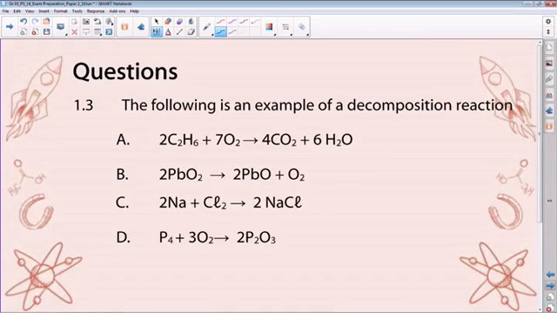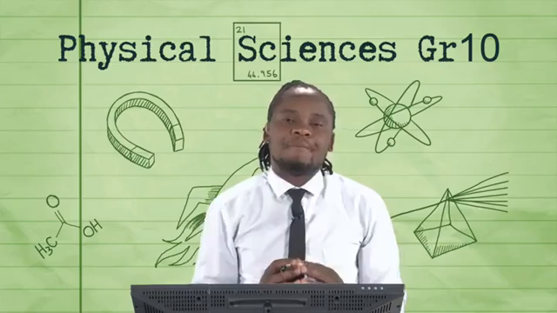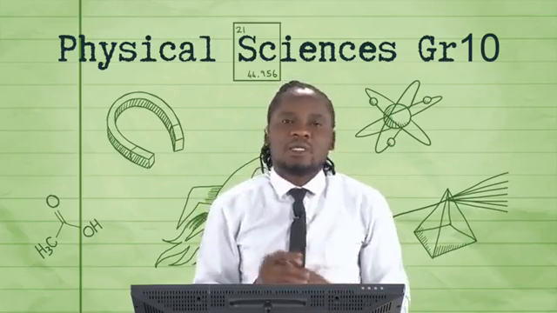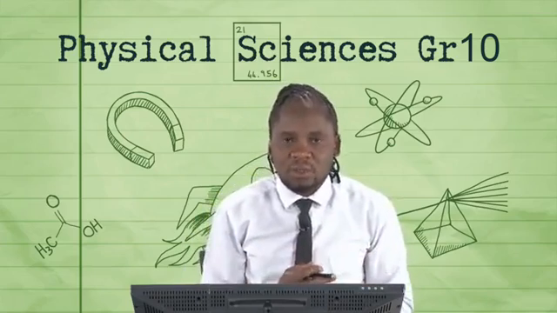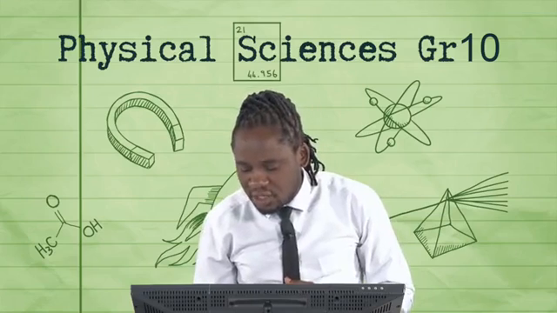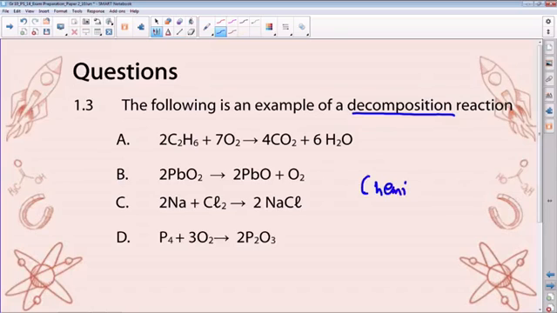So if we look at the next question, it says here, the following is an example of a decomposition reaction. There are two types of reactions that we've discussed during the course of the term. We spoke about decomposition or synthesis reaction when we spoke about the chemical change. So typically in any chemical change, we must understand in terms of classification, we've got synthesis, which has to do with turning simple substances into complex ones, like your photosynthesis, as you could come to think of it in your life sciences.